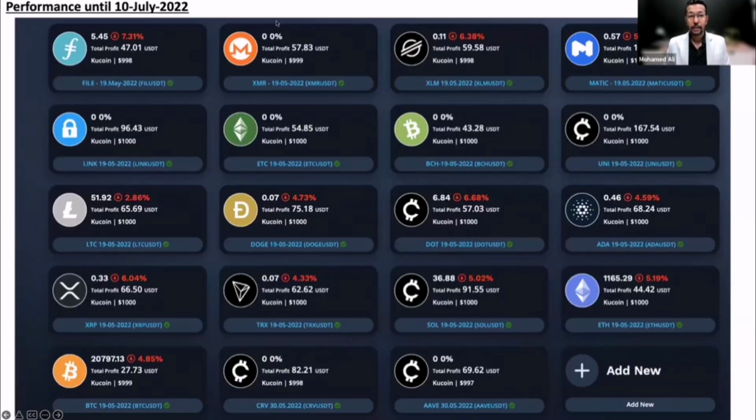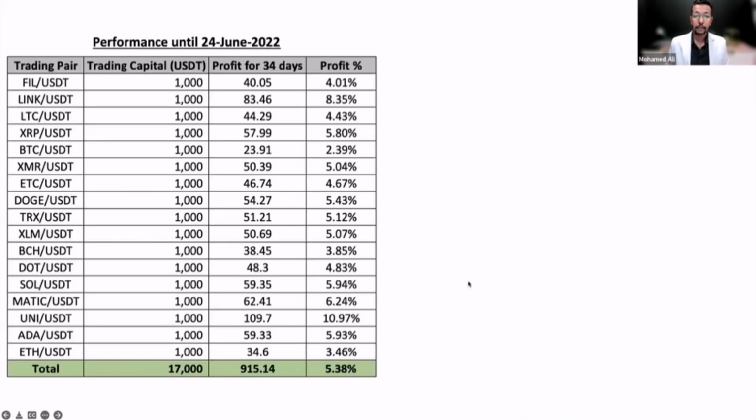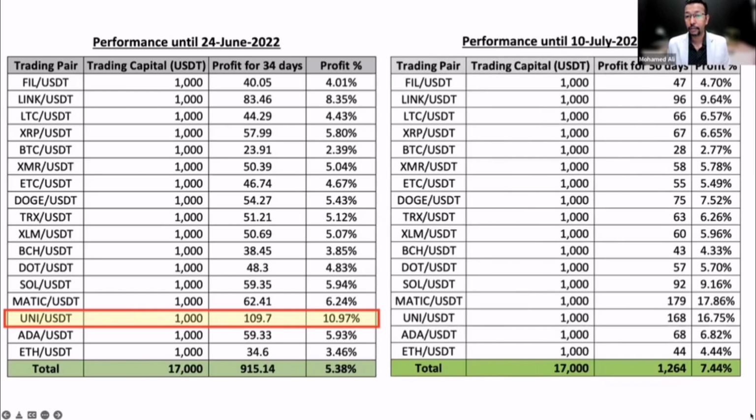Let's look at the new reports. This is the new as of yesterday. If you see, the numbers are different, but we're going to see now a comparison between the accounts. This is the performance of the account over 50 days, the total duration. So the profit has increased to 7.44% overall. Let's have a comparison side by side. This is the previous one on 24th of June, where the superstar was UNI, which made 10.89%. And this is the new record as of yesterday, the 10th. So we're talking about approximately 50 days of performance of this account. The total profit has increased from 5.38% to 7.44%.